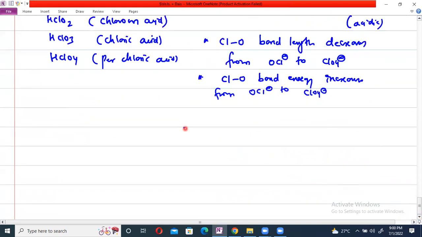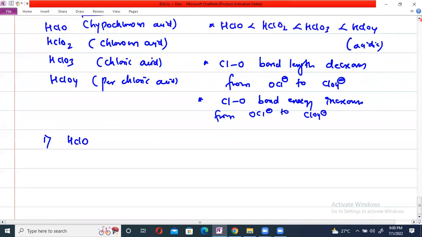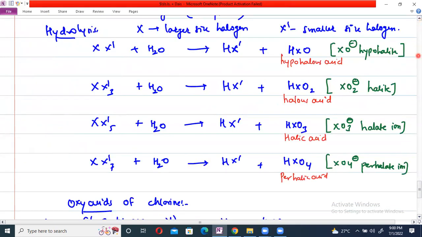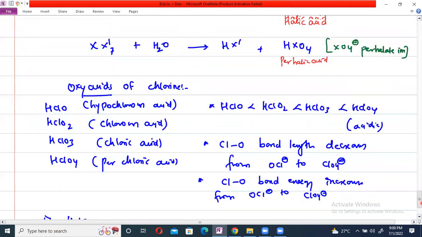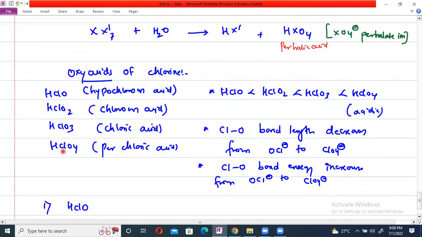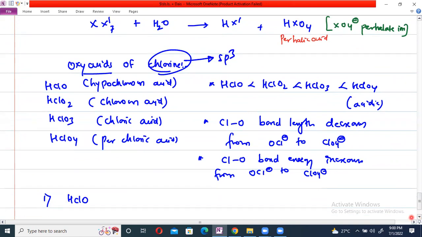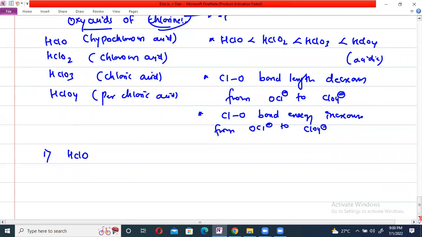That was about the oxyacids of halogen. Now they can ask you the structures of these, so go one by one, better. First one is HClO. What is the hybridization of chlorine? A very important point: either it is HClO, HClO3 or HClO4, in every case in oxyacids of chlorine the central atom chlorine will undergo sp3 hybridization. I'll show you one example. For example, HClO is there.